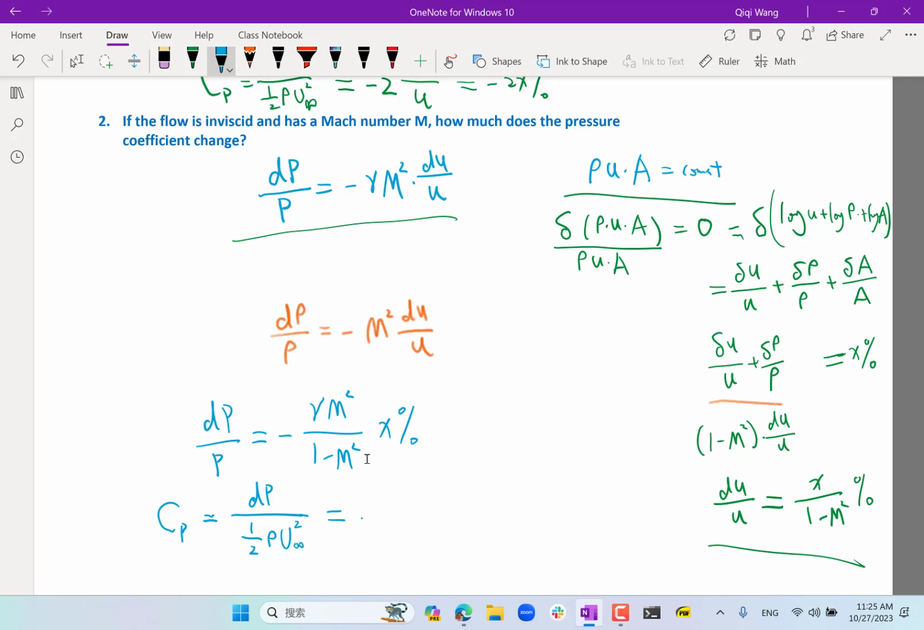So what we had is the pressure divided by, let me just pull the 2 out in the denominator, rho u infinity squared, times gamma M squared over 1 minus M squared times x%. All right, did anybody see something familiar in this constant over here?